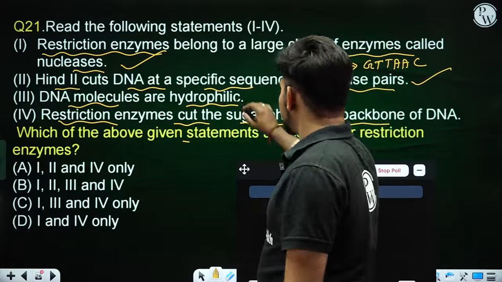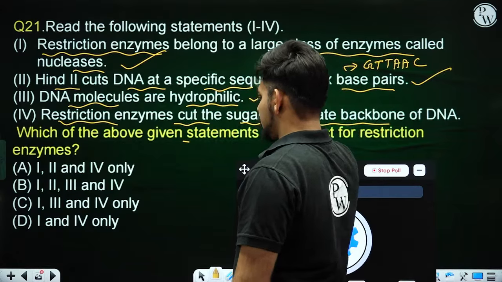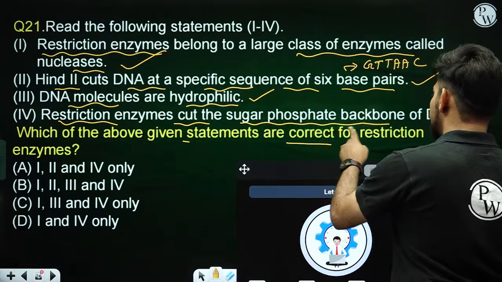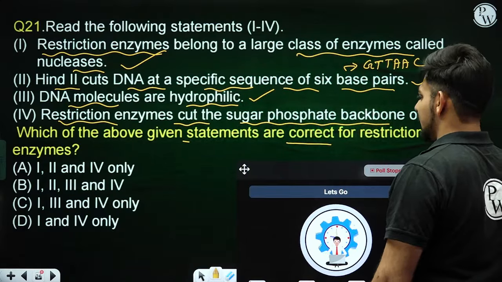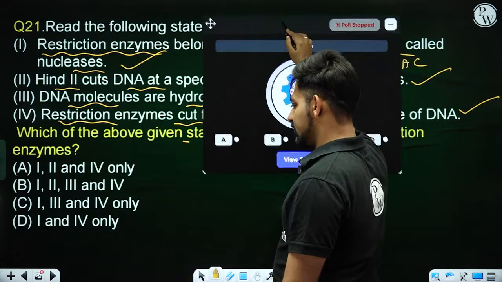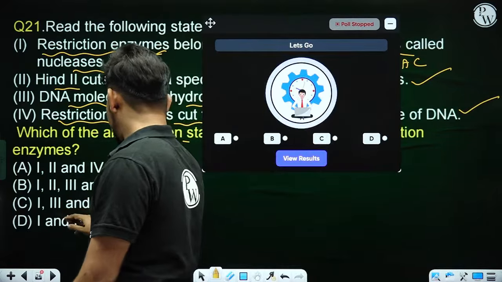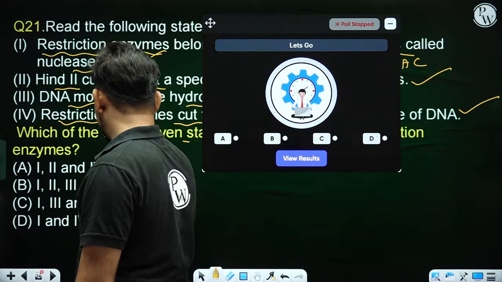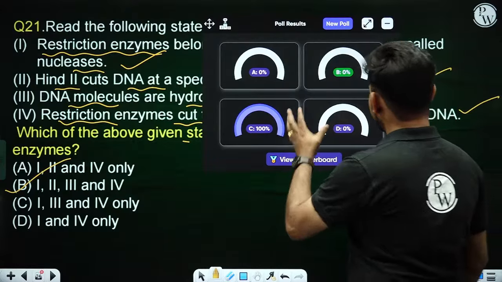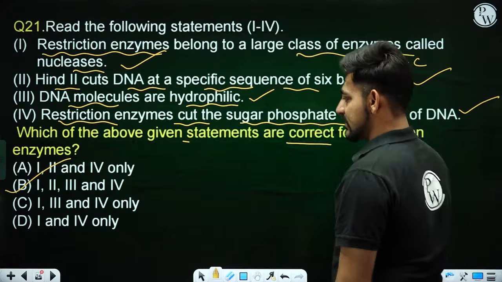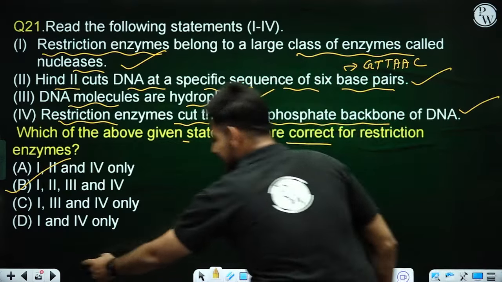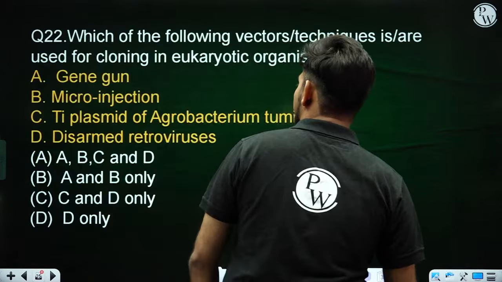DNA molecules are hydrophilic. That's also true. Restriction enzymes cut the sugar phosphate backbone of DNA. Okay, so that's also true. So all are correct. 1, 2, 3, 4. Option B. And none of you have given the right answer. Okay. Coming to the next question.